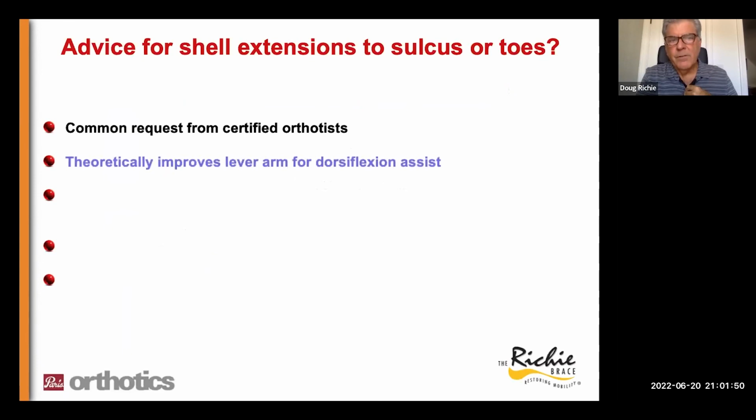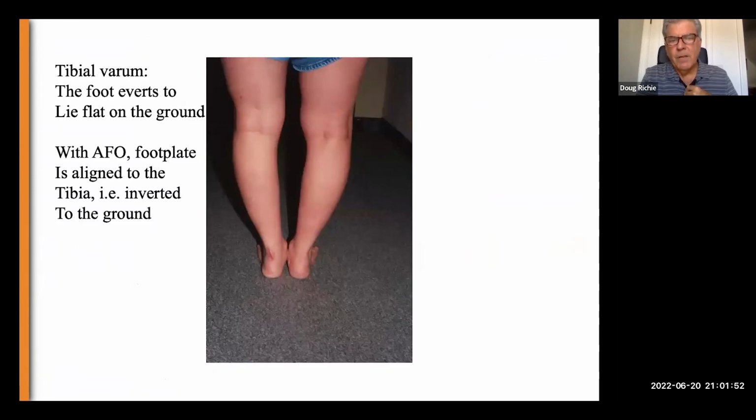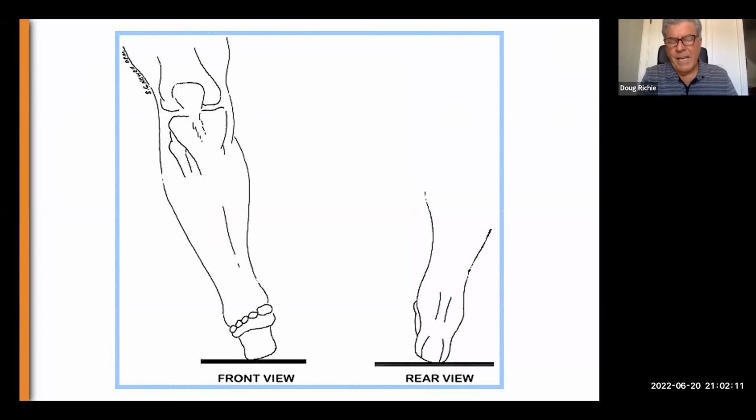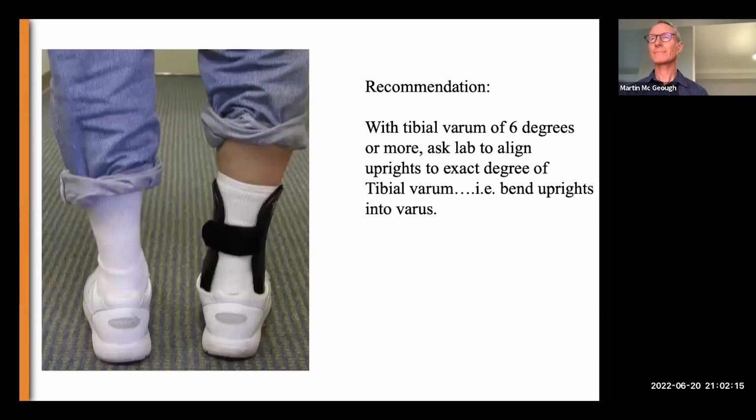Okay, so one final little pearl: always evaluate for tibial varum, because if there is significant tibial varum, it's going to invert the foot plate of the brace if we align the foot plate to the limb uprights like we do for every standard prescription. If they have an inverted tibia, it's going to invert the foot plate. And we need to know this ahead of time.